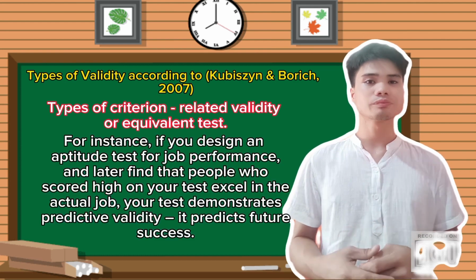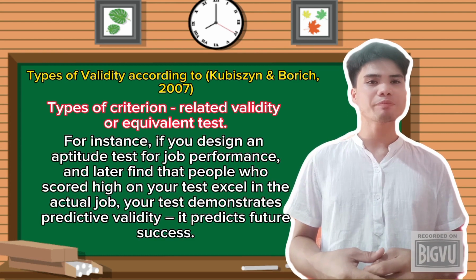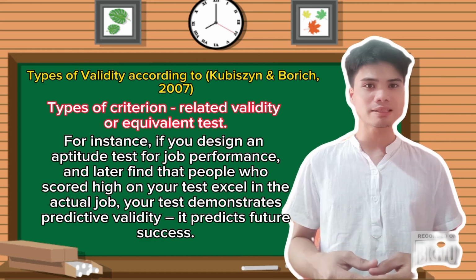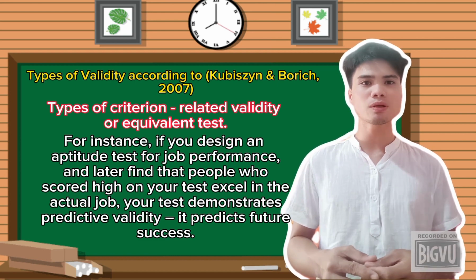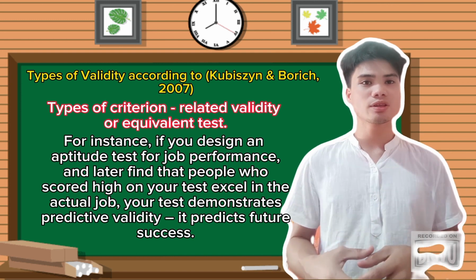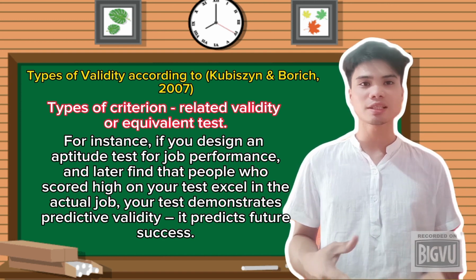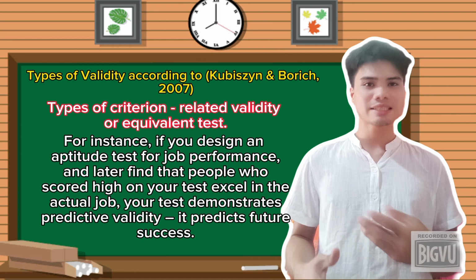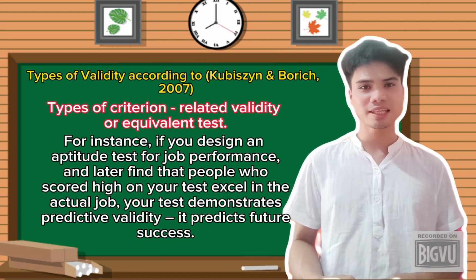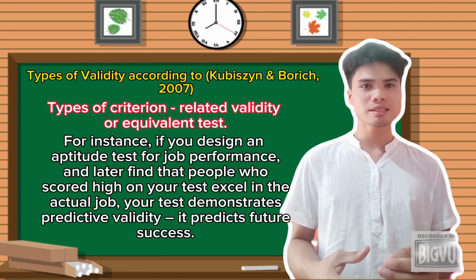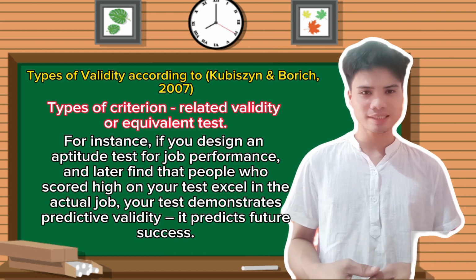So for example, if you design an aptitude test for job performance and later find that people who scored high on your test excel in the actual job, your test demonstrates predictive validity. It means that it predicts future success.